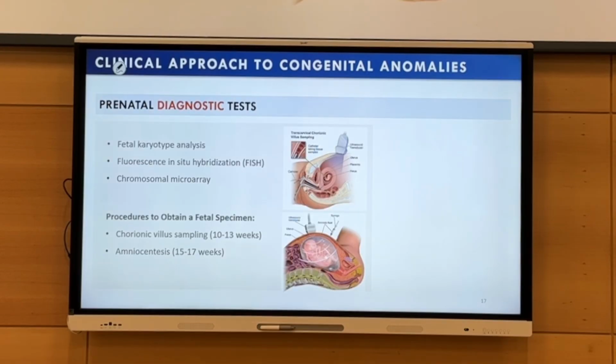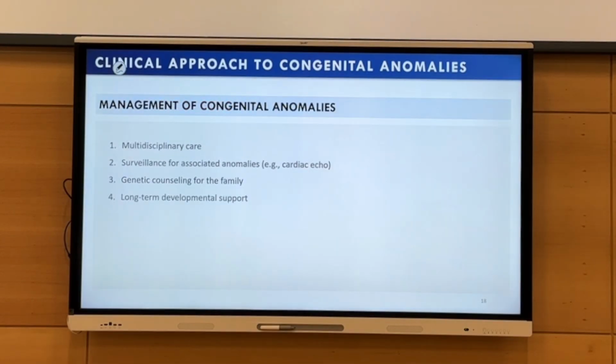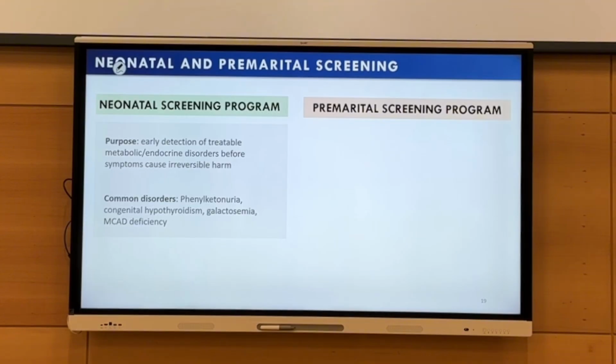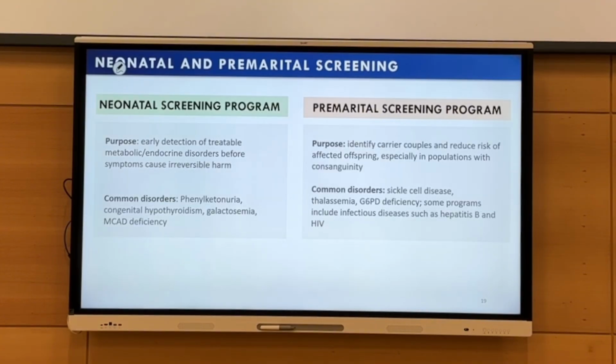Just to conclude, do you have any questions regarding the other objectives? So, we discussed the congenital anomalies. Please note that the management should be multidisciplinary care for any congenital anomalies. Now, the doctor estimates the screening program. For the screening, it is important to know which disorders are involved.